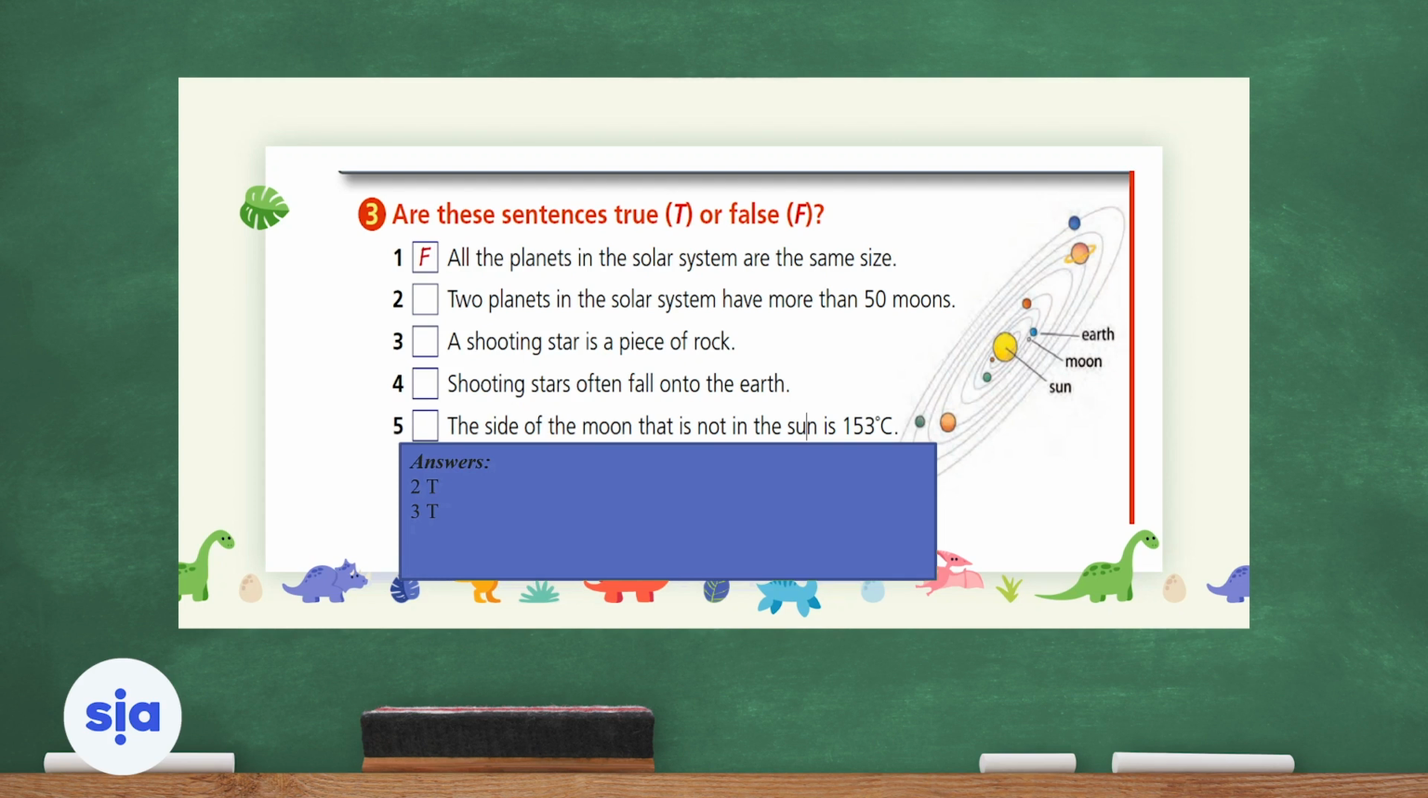I want you to think about the consequences if shooting stars do fall on Earth. What would happen? What would happen to all of us? It is definitely false. They usually burn and disappear first before they go anywhere. Now, fifth is the side of the moon that is not in the sun is 153 degrees Celsius. That is false. It is minus 153 degrees Celsius.